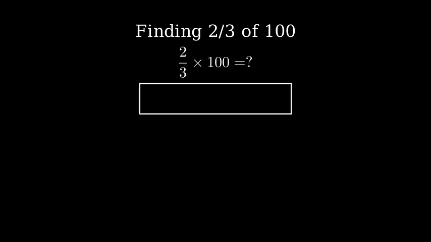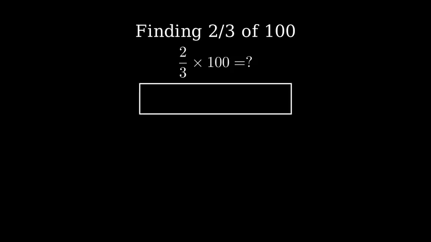Welcome. Today we'll learn how to find 2/3 of 100. When we want to find a fraction of a number, we multiply the fraction by that number. So, to find 2/3 of 100, we'll multiply 2/3 times 100. Let me show you visually what this means.